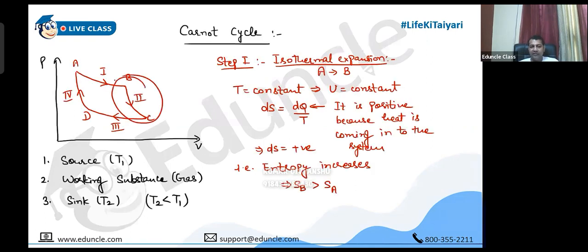Now the second process, we also know that an isothermal process cannot accompany a second consecutive isothermal process. So if one process is isothermal, the consecutive one will be adiabatic always, and then the next one will be isothermal, like that. Okay, so it means B to C is adiabatic. Yes, and again volume is increasing, so it is adiabatic expansion.